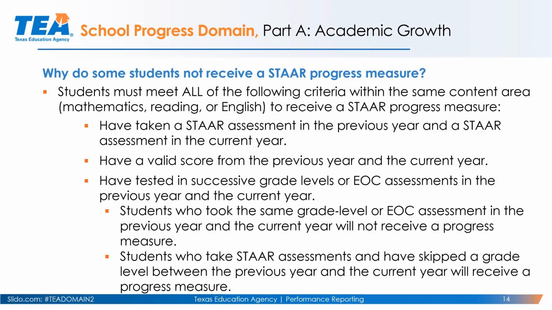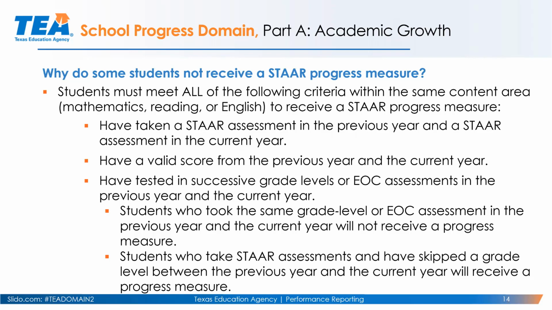Next, they must have a valid score from the previous year and the current year. So for example, a student who was absent for STAAR testing in 2018 and 2019 would not have valid scores and therefore not have a STAAR progress measure.